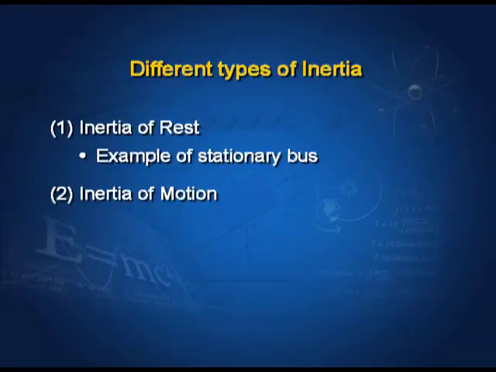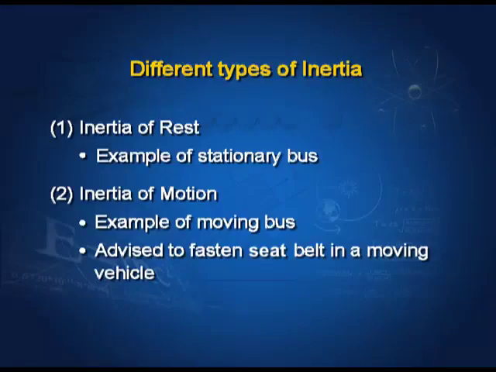Second type of inertia, that is inertia of motion. It says that if an object is in the state of motion, then it tries to remain in motion. Let's have a look at an example. Let's say you are standing in a moving bus. So your body is moving with the bus. Suddenly, if driver applies brakes, then your lower body, which was in the contact of bus, slows down, but the upper body, which was in motion, continues to be in motion. As a result, you may fall in the forward direction. This is the reason that you are advised to fasten the seat belt in the moving vehicle.